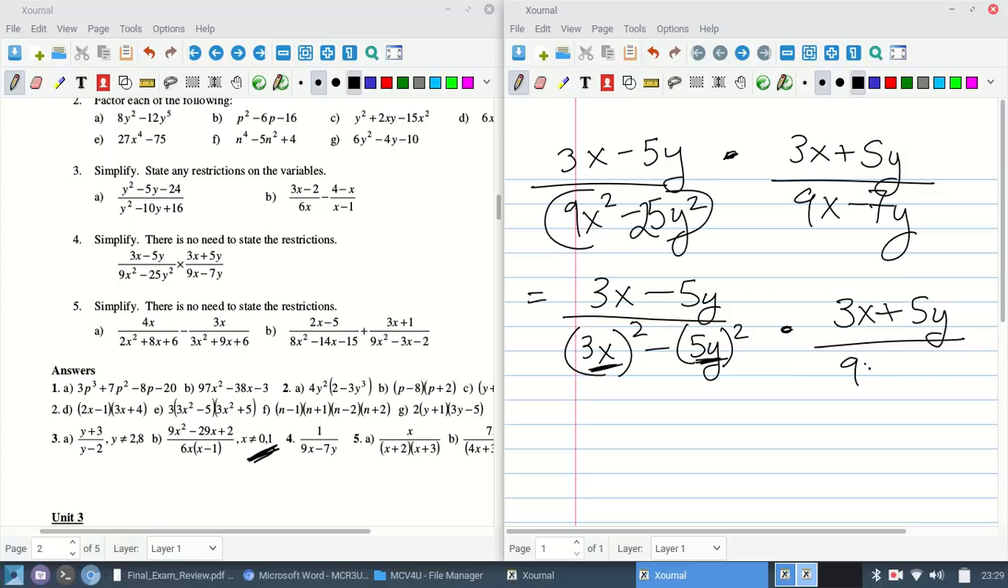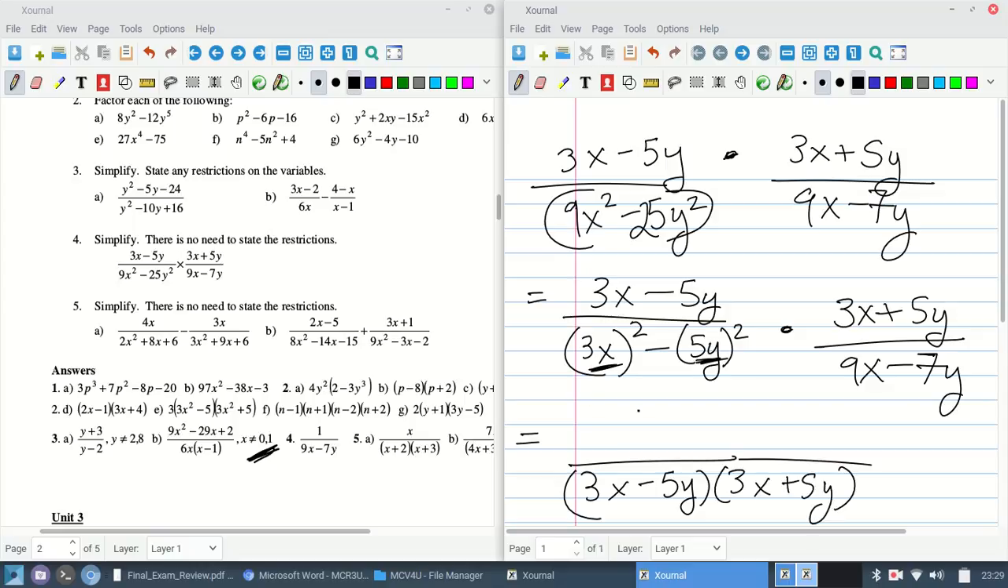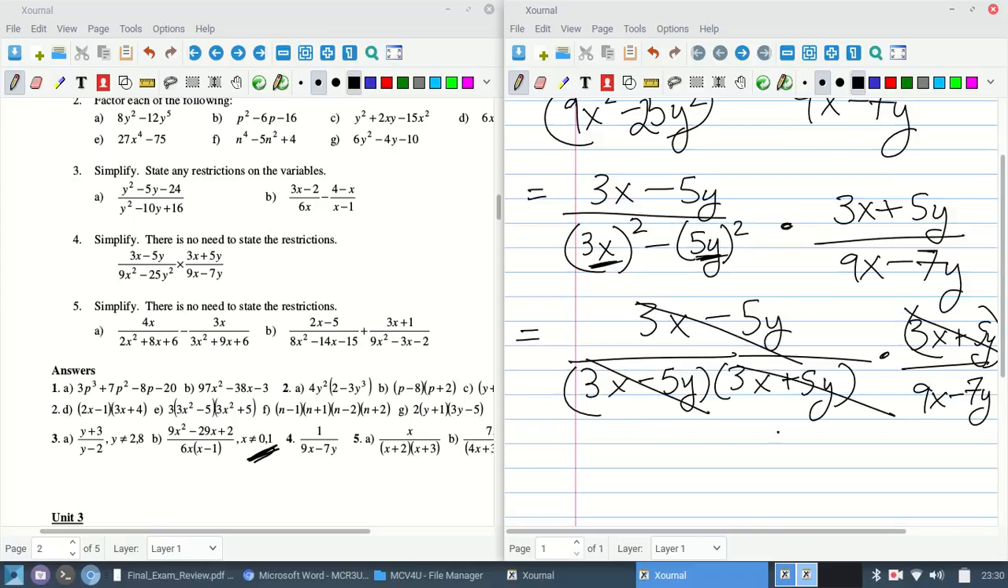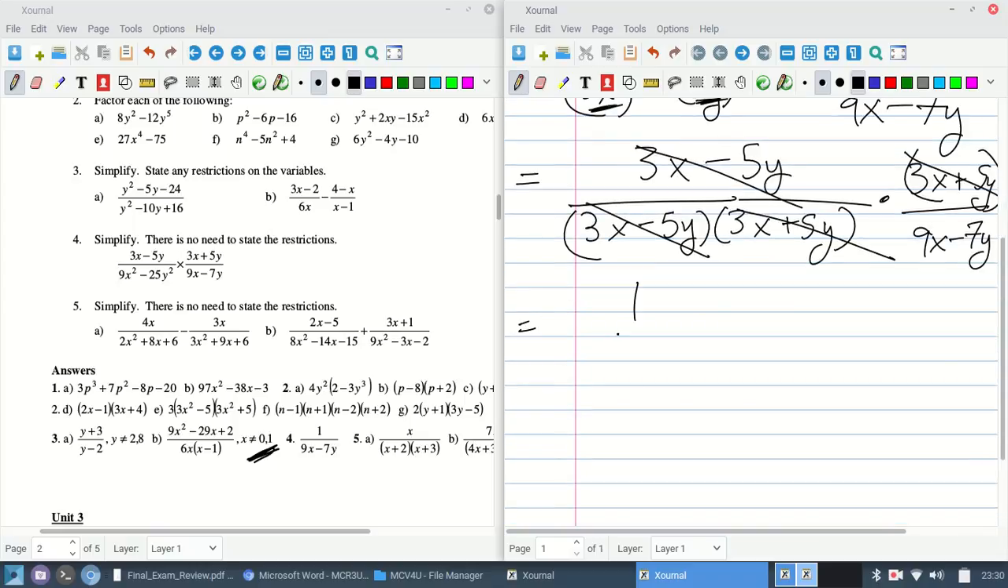Let me write down the rest. Now the bottom will be 3x minus 5y, that's a minus b, and a plus b. Again, we don't need to state restrictions here. Dotted 3x plus 5y, all over 9x minus 7y. Now look, this factor on the right side at the top cancels with this guy, and this guy cancels with this guy. So in the end, I only have 1 over 9x minus 7y, and that's my answer right there.